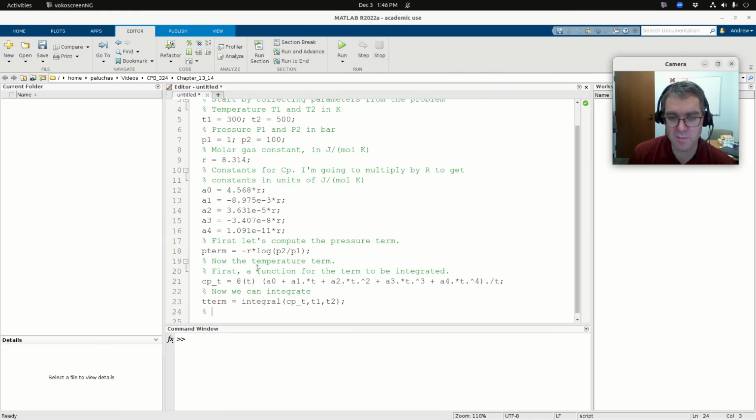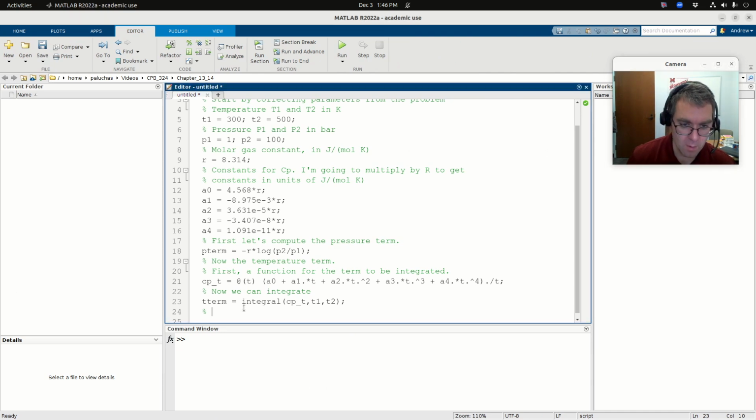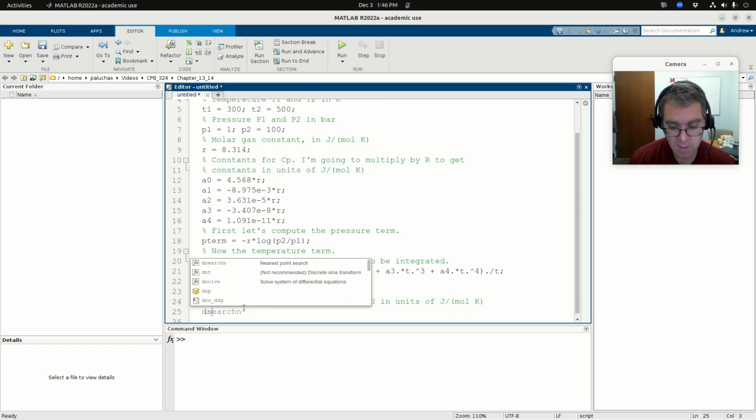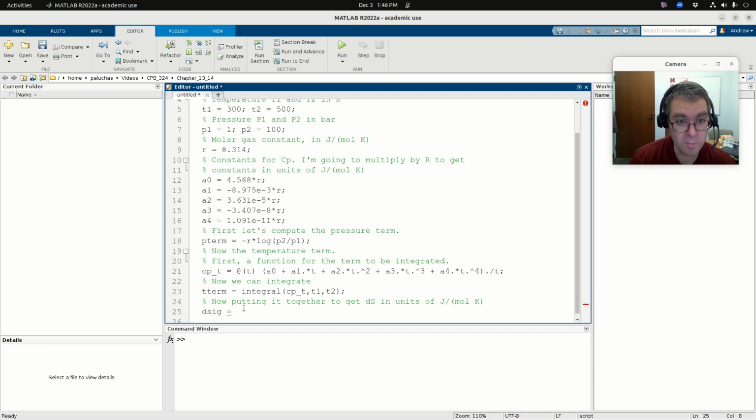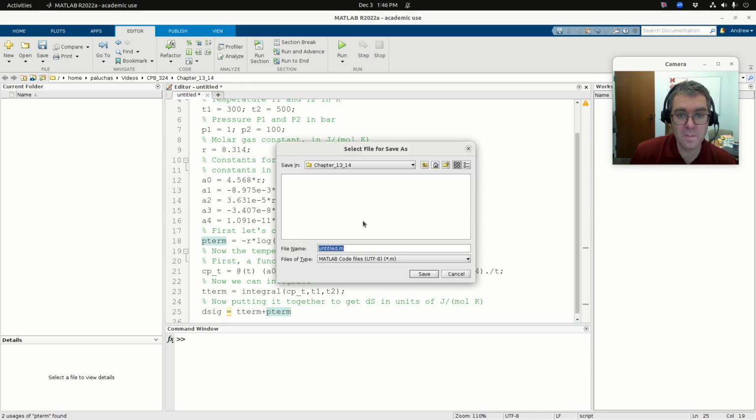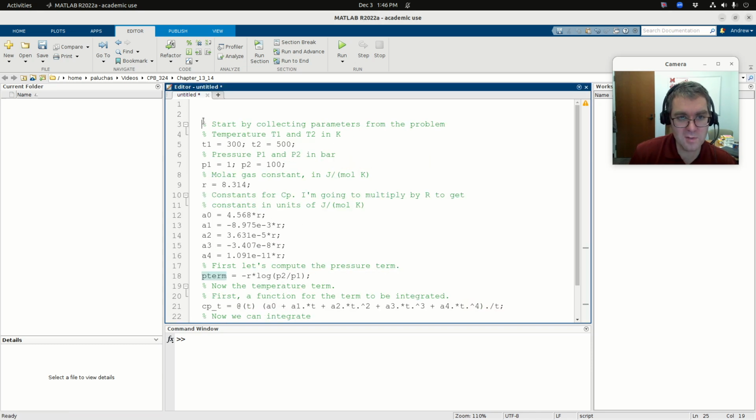My P term, I already have the negative sign in there, so I just need to add this plus this. Now putting it together to get ds in units of joules per mole K, ds for my ideal gas is going to be equal to my T term plus my P term. Cool.